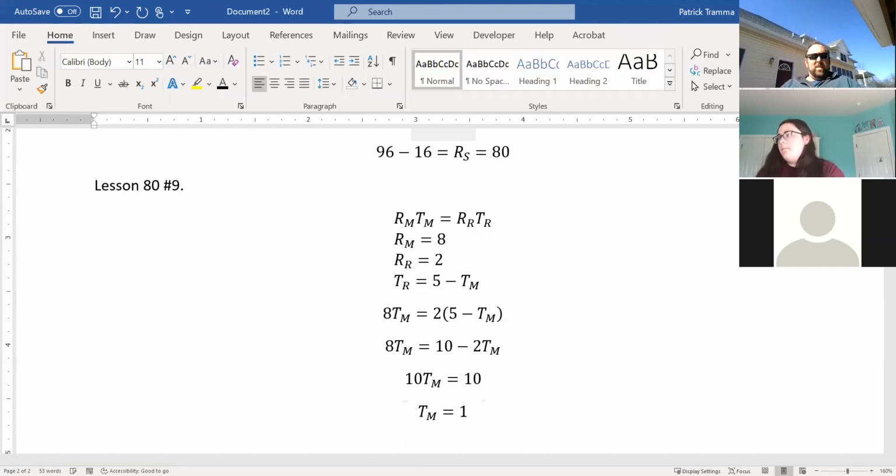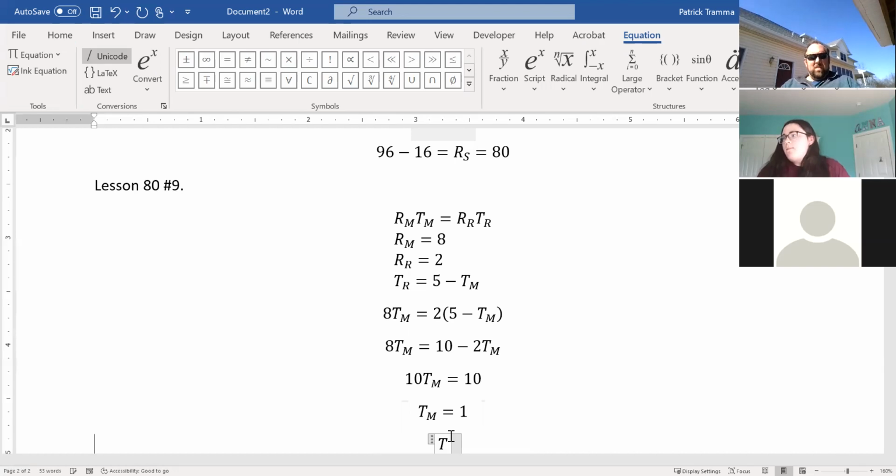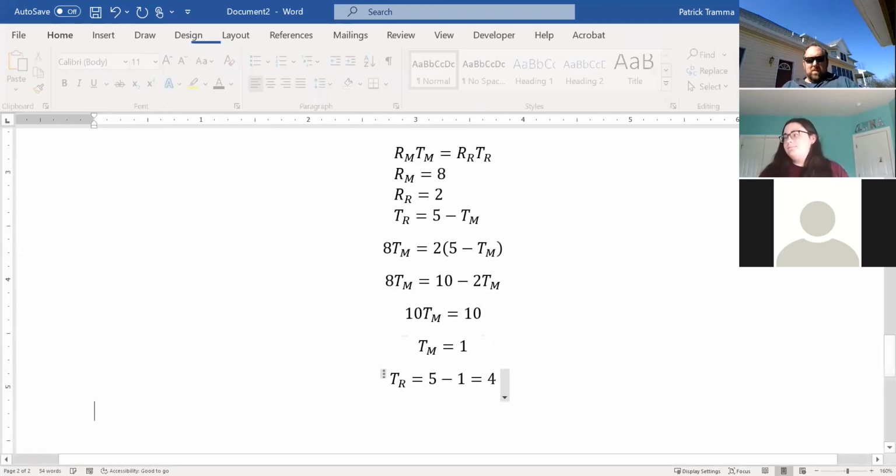And then we need to find out T sub r. T sub r equals 5 minus T sub m. What's T sub m? 1, which gives you 4. No, 5 minus 1 is 4. There you go. So T sub m is 1, T sub r is 4. Good enough? Make sense? Okay.